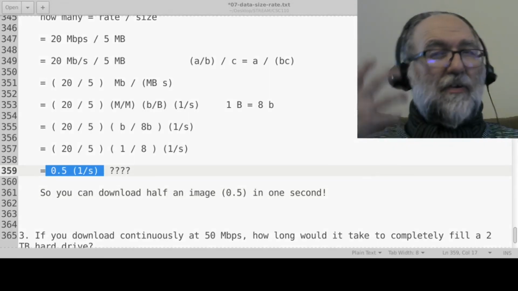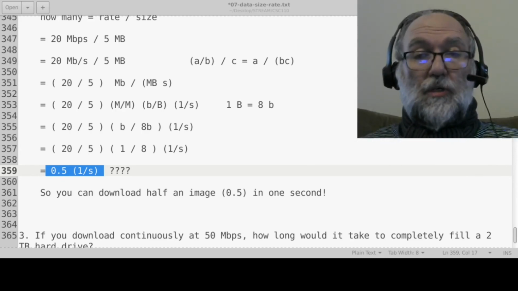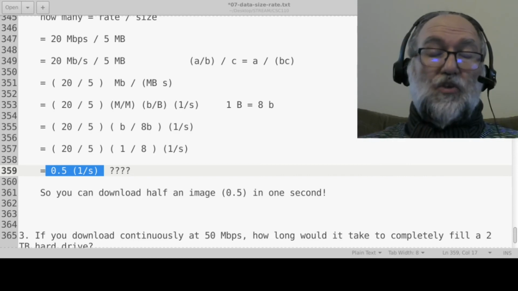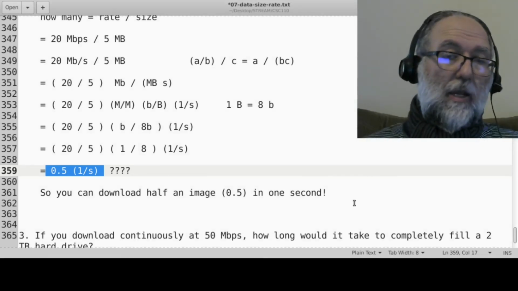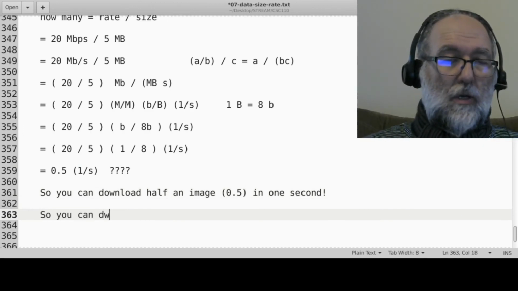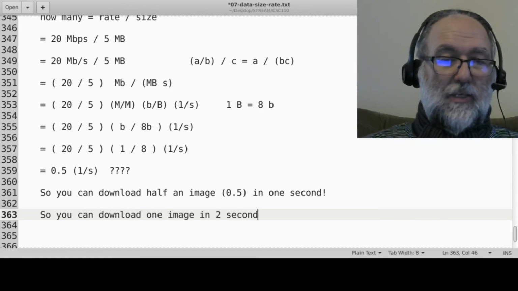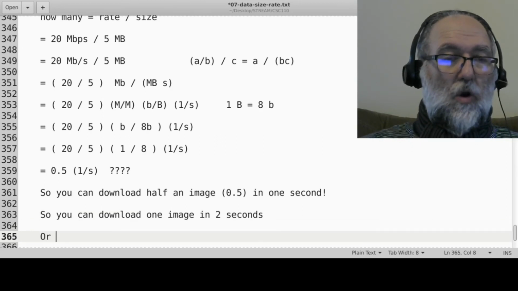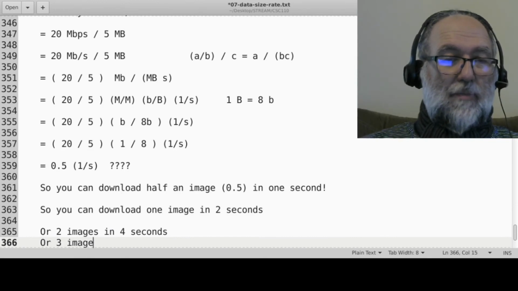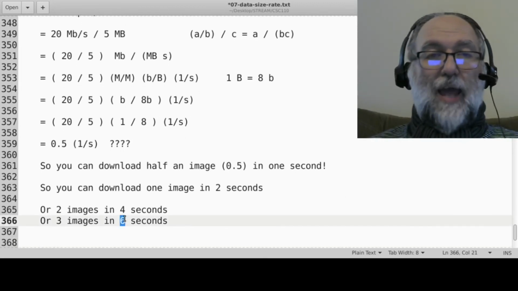Okay, so students sometimes have difficulties interpreting what these fractions and per second mean. The 0.5 means half an image, and the per second means you're downloading half an image per second. So you can download 1 image in 2 seconds. Okay, or 2 images in 4 seconds. Or 3 images in 6 seconds. Basically every second you download half an image.